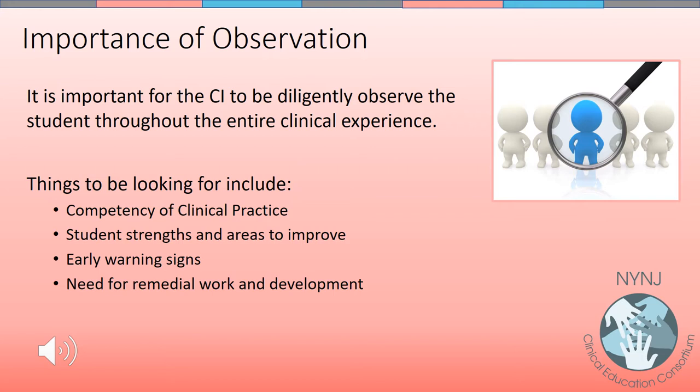Observations should include competency of clinical practice, student strengths and areas of needed improvement, early warning signs, and the need for remedial work and development. For example, you as the CI observe a student engaging in a treatment that you had not discussed prior to entering the room. Assuming the treatment is safe, this observed skill may be discussed after the session is over to help you better understand what the student knows, what they assumed, and why they chose to implement that particular treatment.